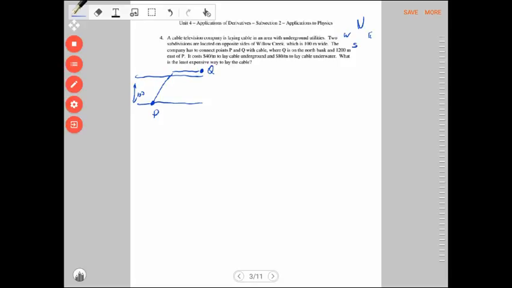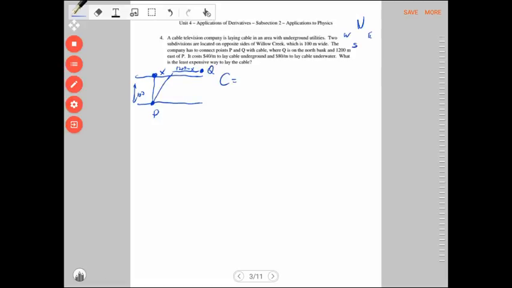Okay, so easy enough. So that makes a triangle. We're going to call this side X, and if the points opposite, P and Q, are 1,200 meters apart, then this line would be 1,200 minus x. That's the part of the cable we have to lay underground. All right, so we want to minimize the cost here.